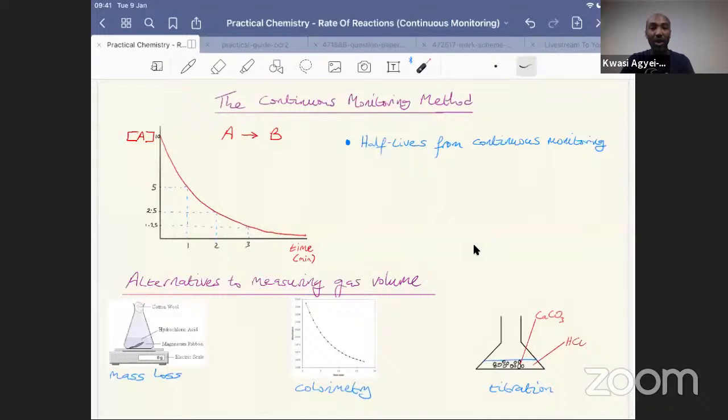There are other bits of information that we can glean from a curve such as this. And one is the half-life. Okay, so the half-life is the time taken for the concentration of A, in this case, to be reduced by half. Okay, so let's write down that definition.